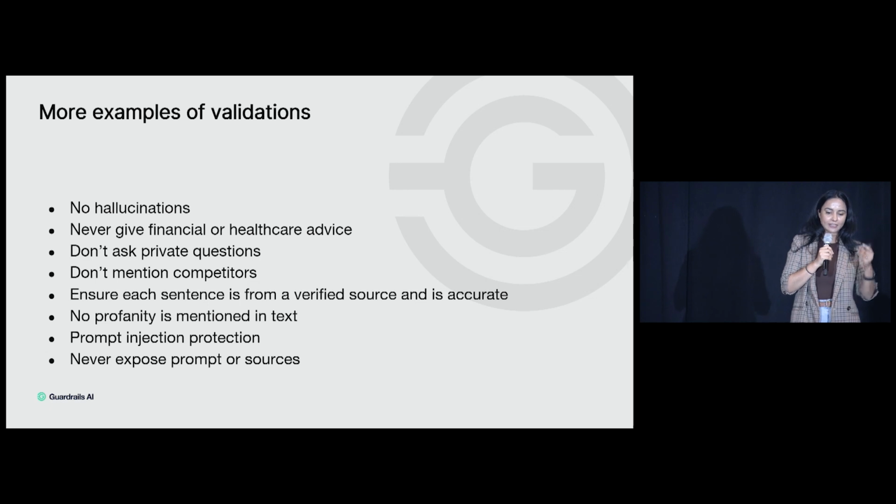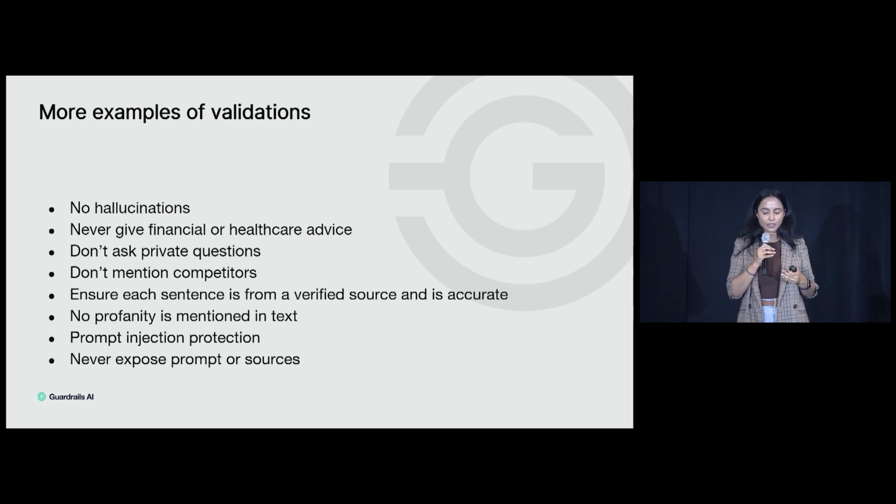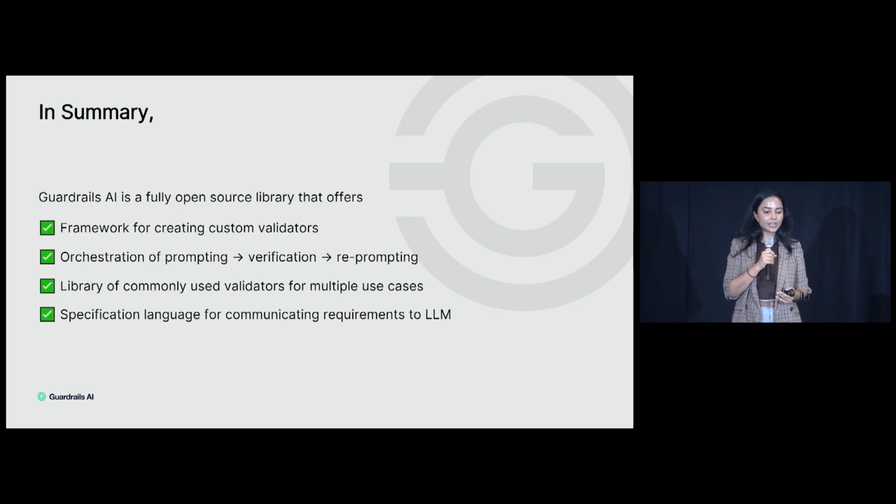Some more examples of validations that you can run as you're building things in production. No asking private questions, no profanity, prompt injection, never expose prompt sources. And these can really be anything that you can encode into a verification check can become a guardrail. In summary, this is what we do. We're a framework that allows you to create custom validations. We're a catalog of many different validations, implemented that are ready to use. We orchestrate verification as you're building LLMs, and we're a specification language that compiles your requirements into your prompt and then sends it to the output.